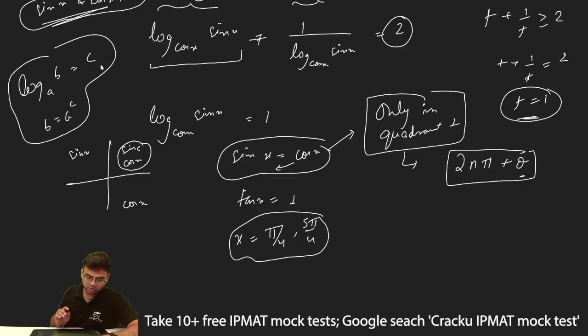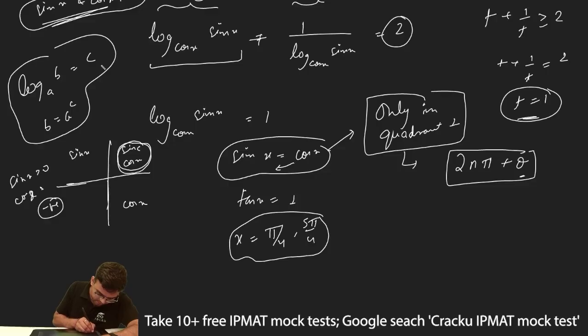Now this is also only possible in quadrant 1. Sin x and cos x will be equal in quadrant 1, and they will be equal in quadrant 3 as well, but then both of the values will be negative. But we want sin x to be greater than 0 and cos x to be greater than 0. Now this is only possible in the first quadrant.